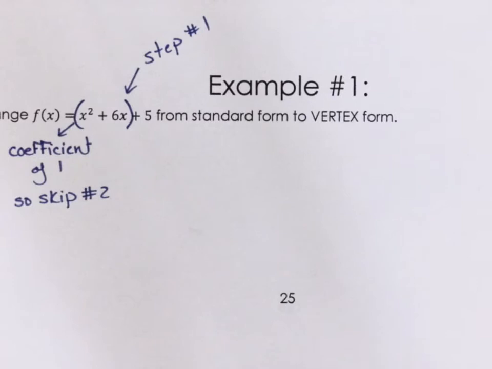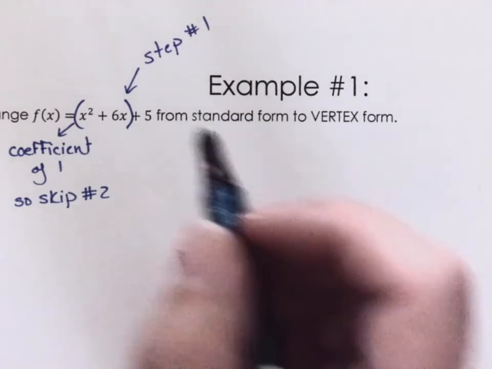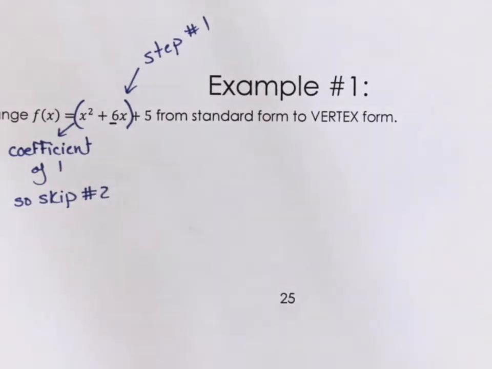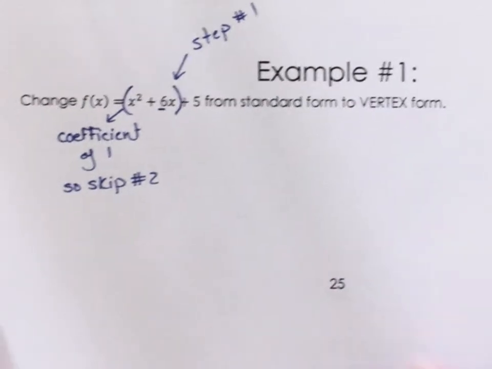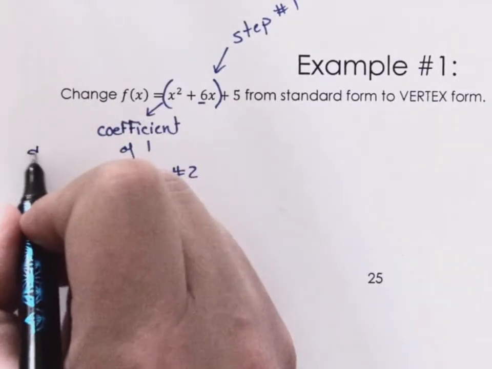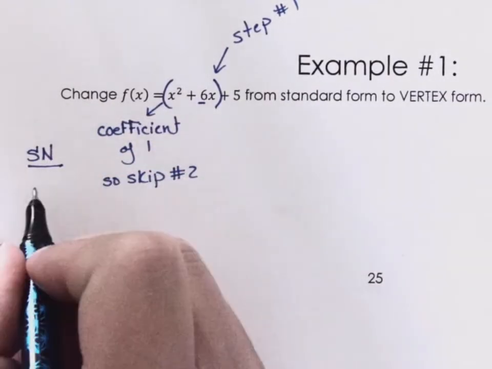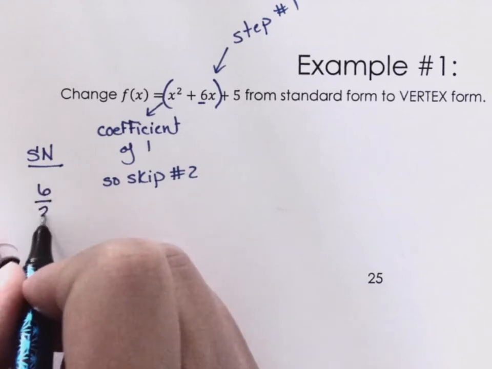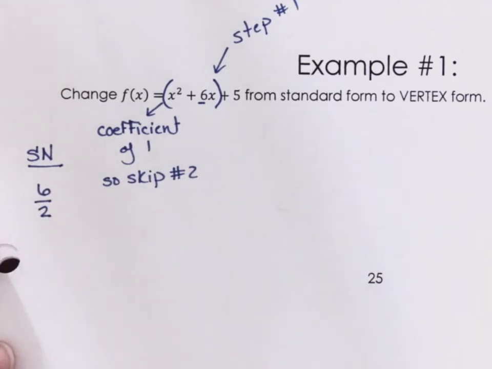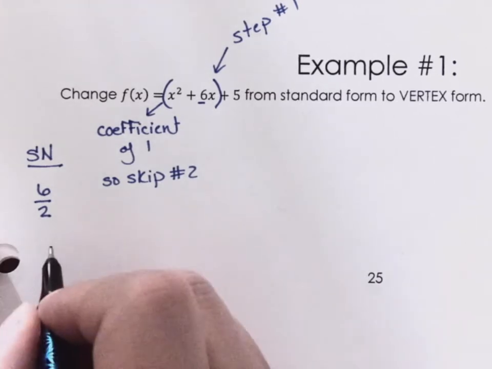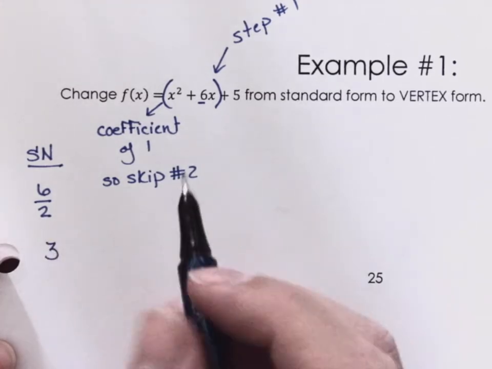Okay, step 3 says take the coefficient of x. So what's the coefficient of x? 6. It's this one right here. So we're going to do this as a side note. I always like to label my side notes over here. I'm going to take 6, I'm going to divide it by 2. What do I get? 6 divided by 2? 3. Okay, good. And then what am I going to do with that 3?